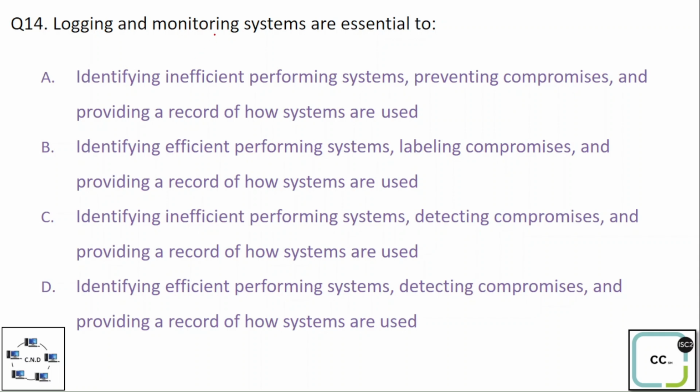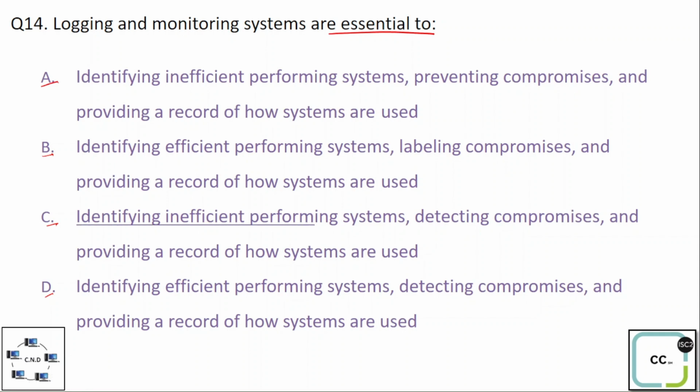Question number 14. Logging and monitoring systems are essential to, and the options are option A, identifying inefficient performing systems, preventing compromises, and providing a record of how systems are used. Option B, identifying efficient performing systems, labeling compromises, and providing a record of how systems are used. Option C, identifying inefficient performing systems, detecting compromises, and providing a record of how systems are used. And option D, identifying efficient performing systems, detecting compromises, and providing a record of how systems are used.